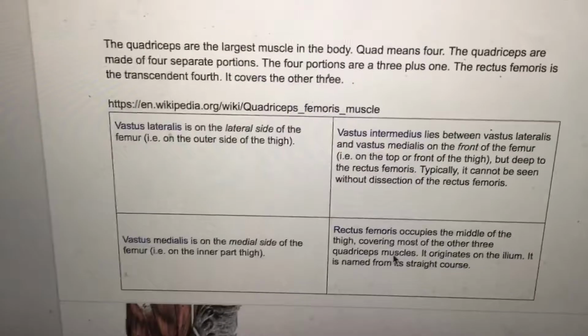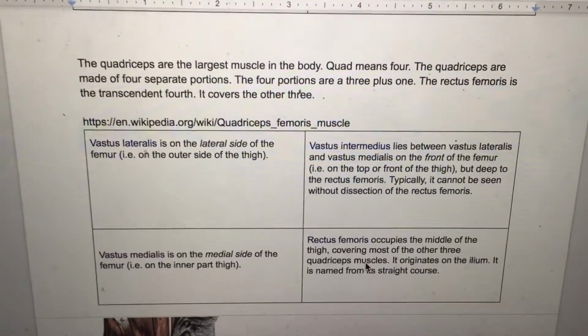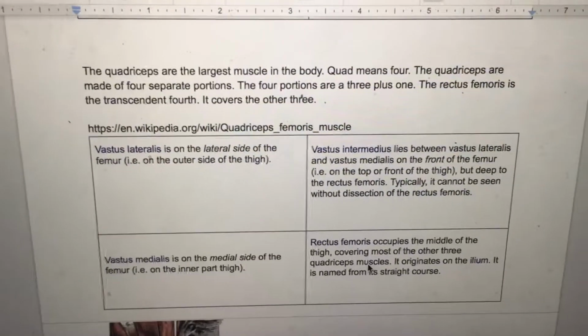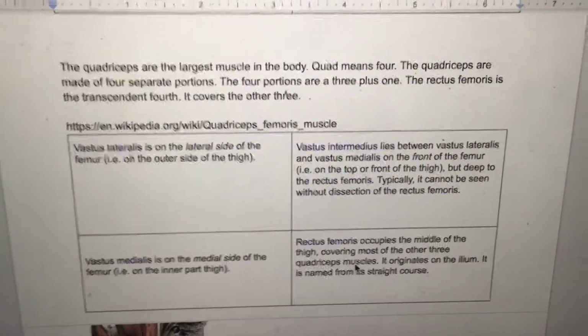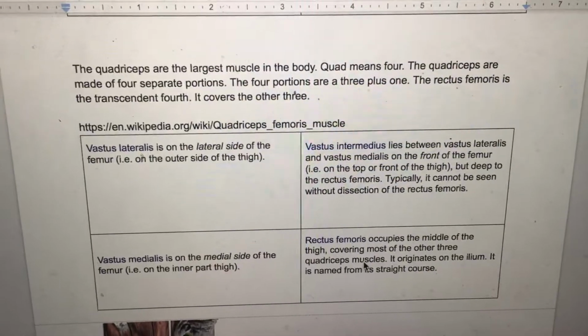The quadriceps are the largest muscle in the body. Quad means 4. The quadriceps are made of 4 separate portions. The 4 portions are 3 plus 1. The rectus femoris is a transcendent 4th. It covers the other 3.